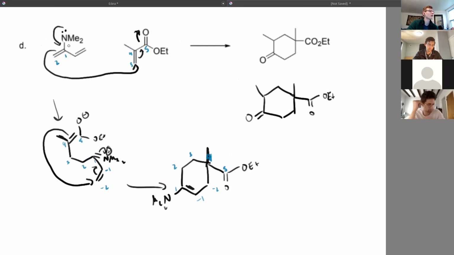Let's see. So we had 4 carbons here. We had 1, 2, 3, 4 carbons here, and in the final product we have 1, 2, 3, 4, 5, 6, 7, 8, 9. What? Maybe this carbon isn't meant to exist, or some really complicated stuff is happening.